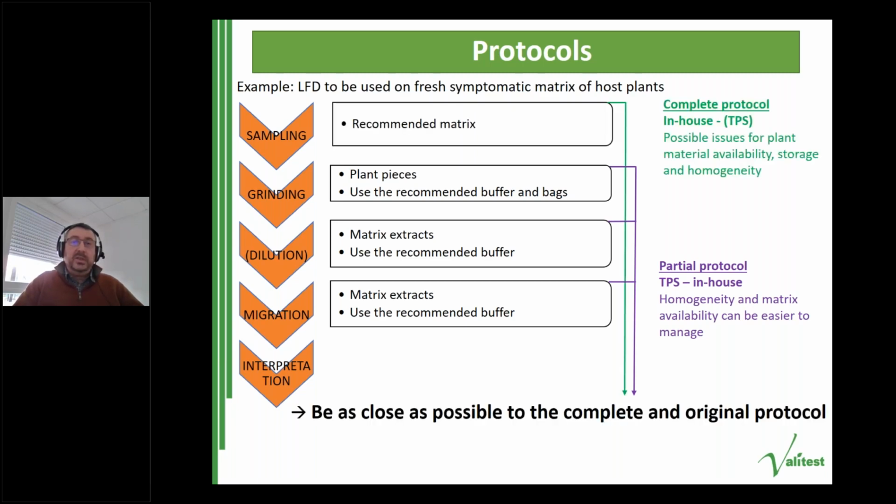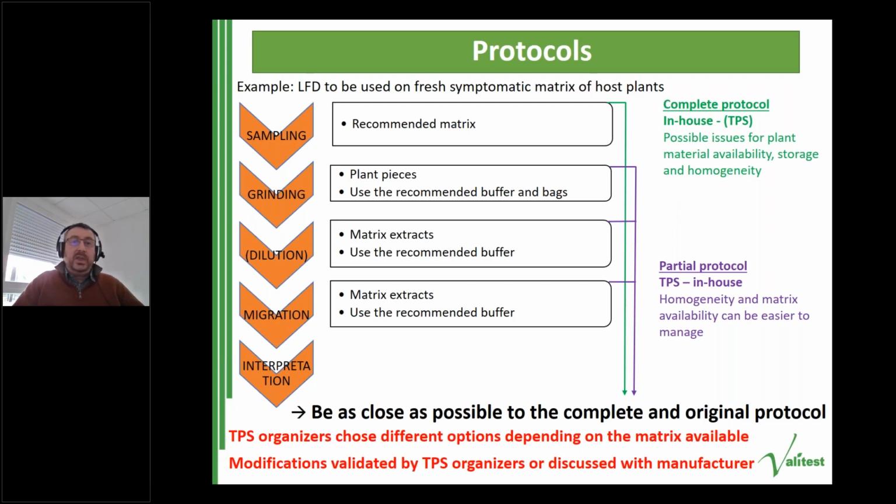The advice that could be given is to be as close as possible to the complete original protocol, but you may have difficulties with the plant material availability. So the different TPS organizers in the VALITEST project chose different options depending on the matrices available. And the modifications were validated either by TPS organizers themselves or discussed with the manufacturer.